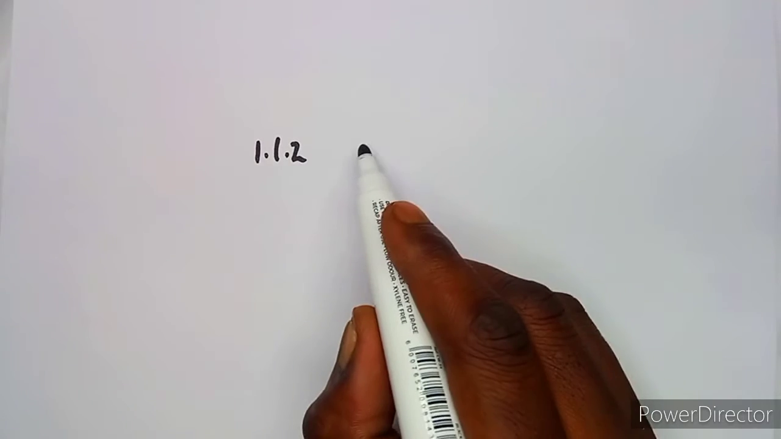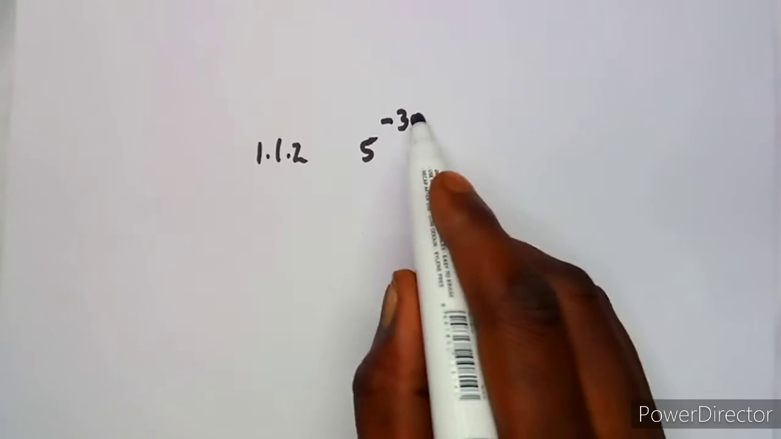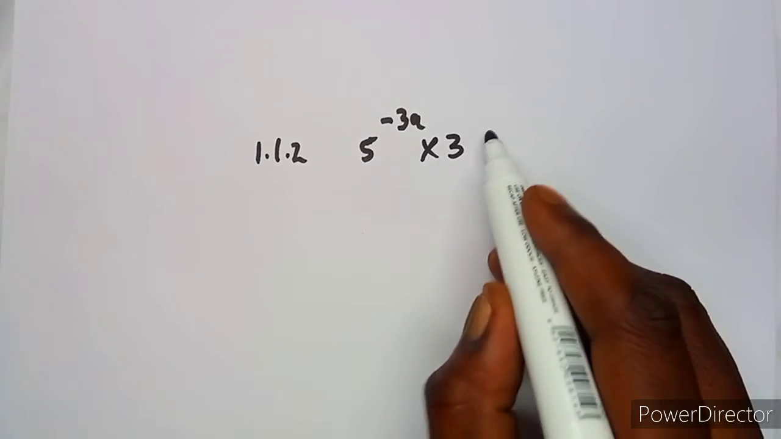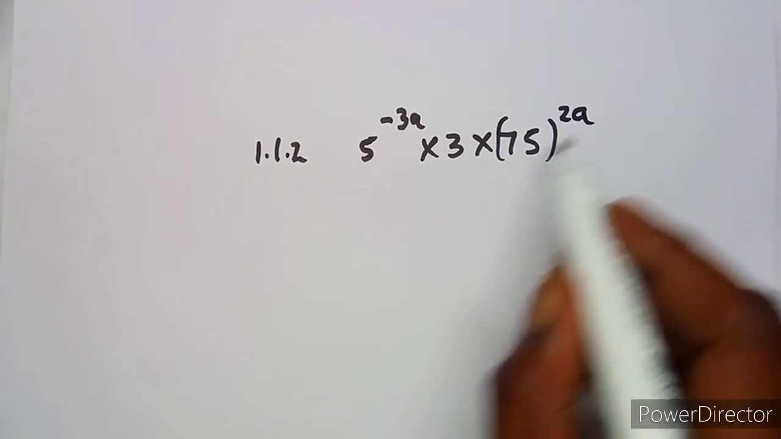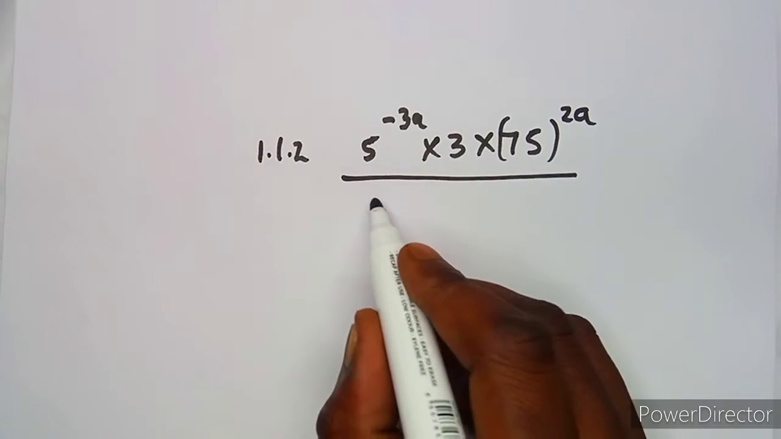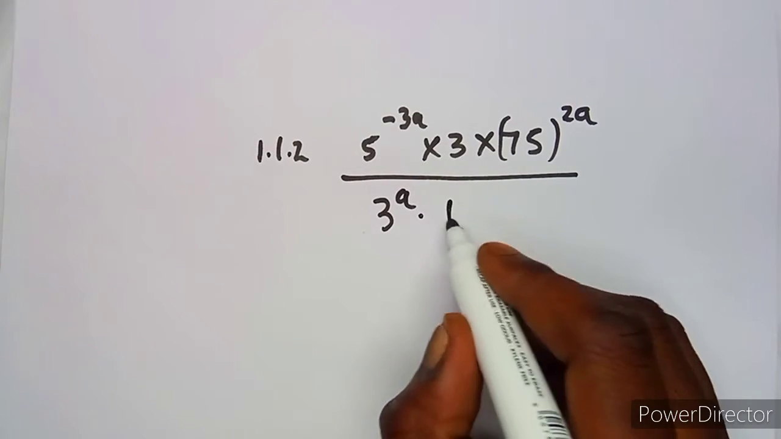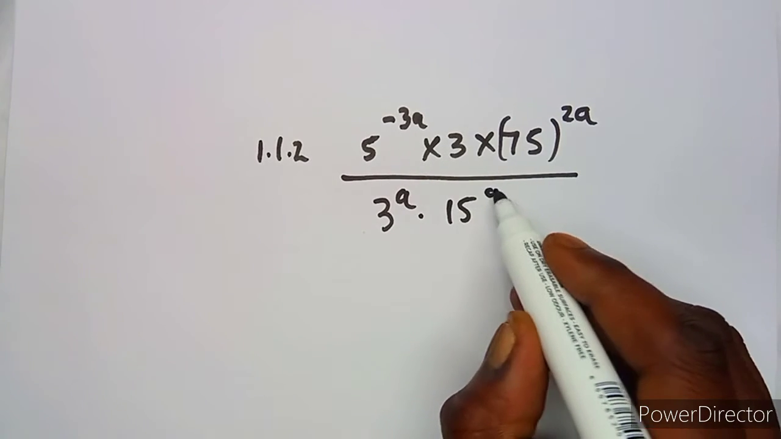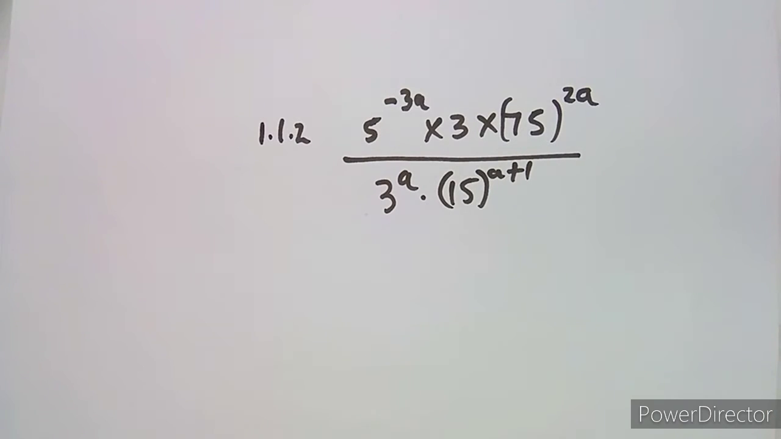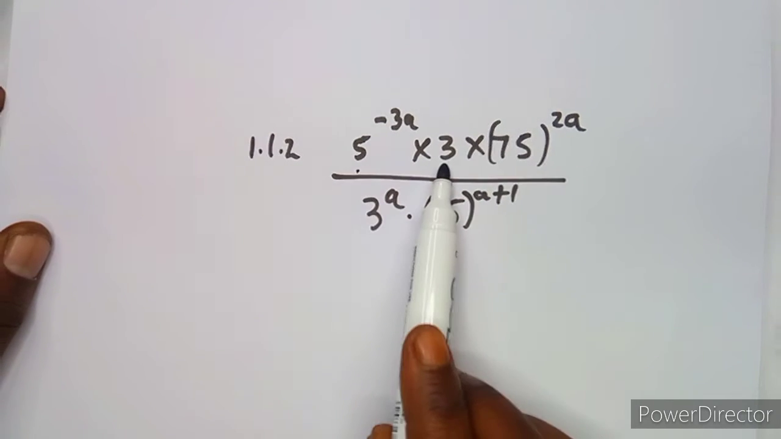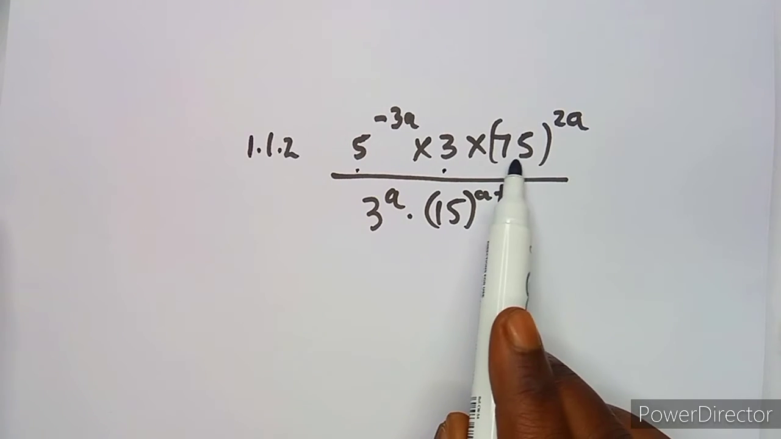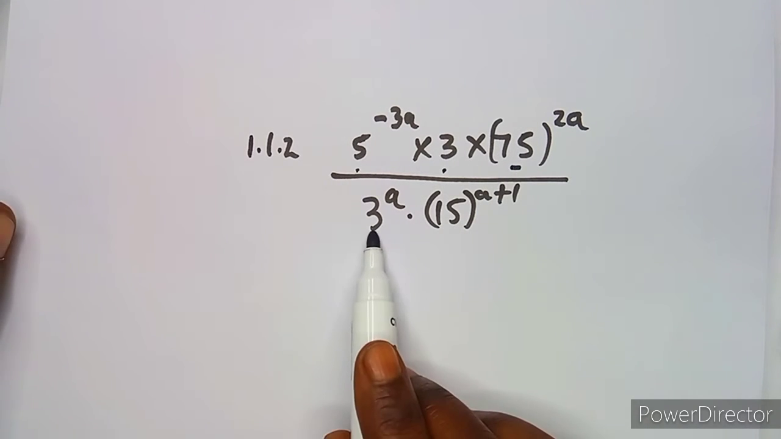That's 1.12. We've got 5 to the exponent of minus 3a times 3 times 75 to the exponent of 2a, all right, everything over 3 to the exponent of a by 15 to the exponent of a plus 1. So let's see what we have in this case. If you cross-check here, you'll find out that there is a base of 5, a base of 3, then we've got 75 there, 3 and 15.